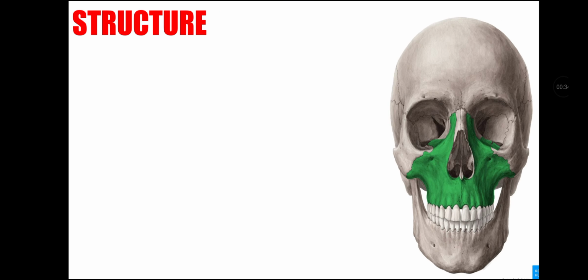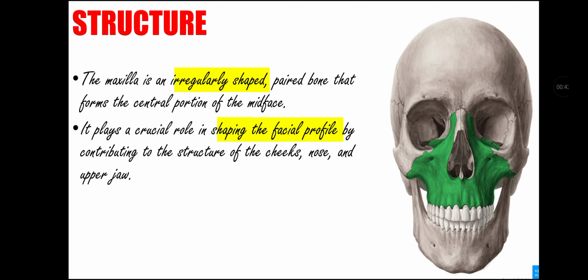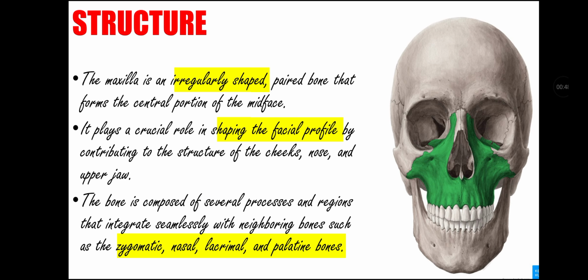Now let's talk about the structure of the maxilla. The maxilla is an irregularly shaped pear-like bone that forms the central portion of the mid-face. It plays a crucial role in shaping the facial profile by contributing to the structure of the cheeks, nose, and upper jaw. The bone is composed of several processes and regions that integrate seamlessly with neighboring bones such as the zygomatic bone, nasal bone, lacrimal bone, and palatine bone.